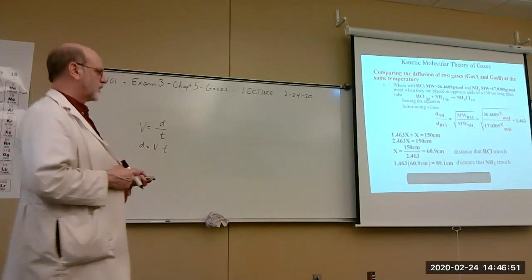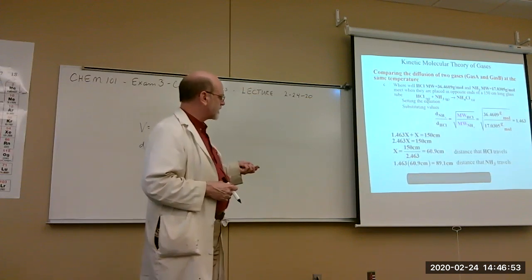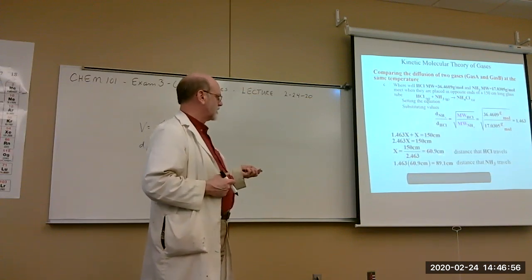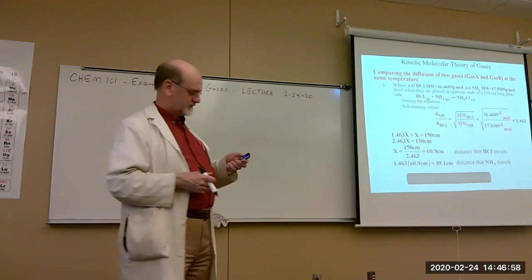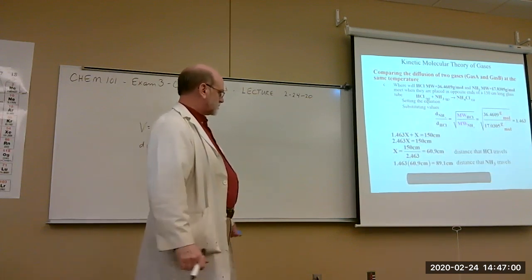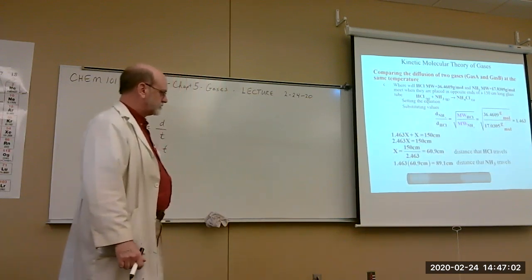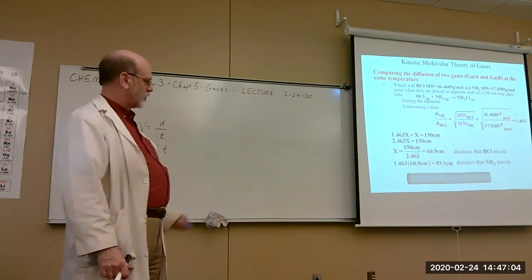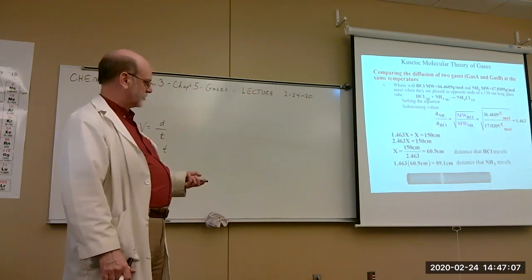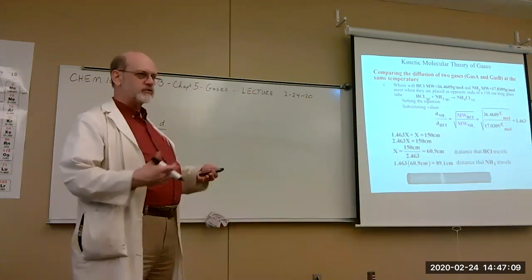Oh, no, no we didn't. We calculated X, so what's the distance that ammonia moves? It's 150 minus X. Duh. So there you go. And it forms that fog right here, so you can see it. That's all you need, just a way to visualize it.